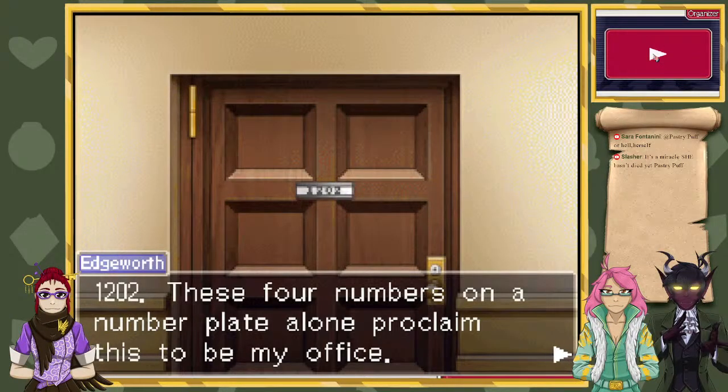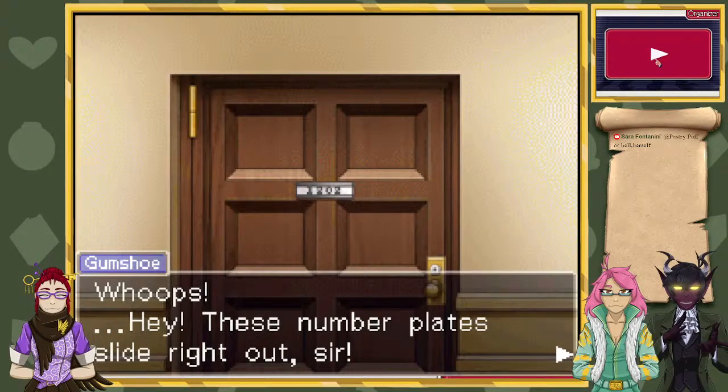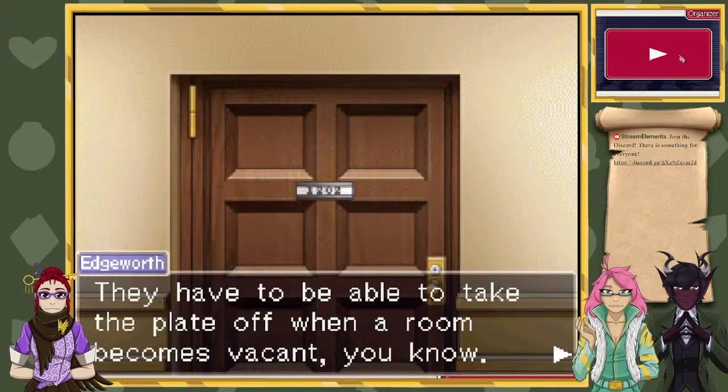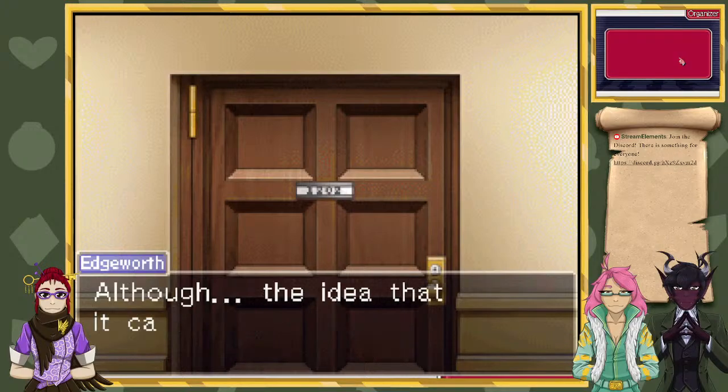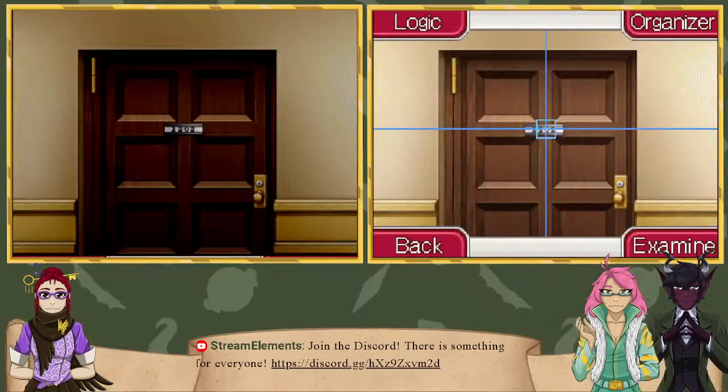1202. These four numbers on a number plate alone proclaim this to be my office. Whoops! Hey, these number plates slide right out, sir. I know what happened. He switched them. He slid out the number plates to trick her into opening that room, not knowing it was Edgeworth's. They have to be able to take the plate off when a room becomes vacant, you know. Although, the idea that it can be so easily removed is kind of sussy-wussy?